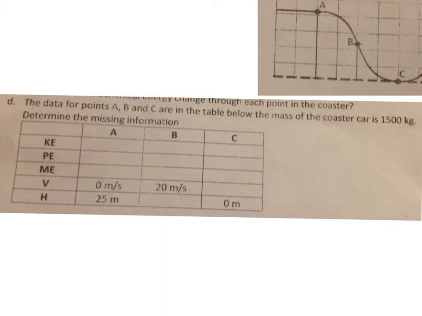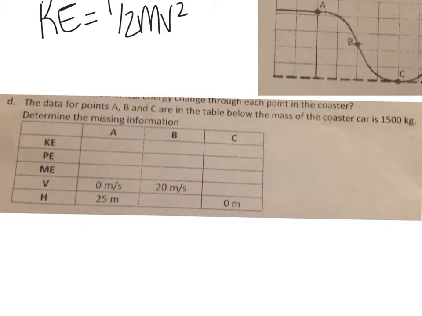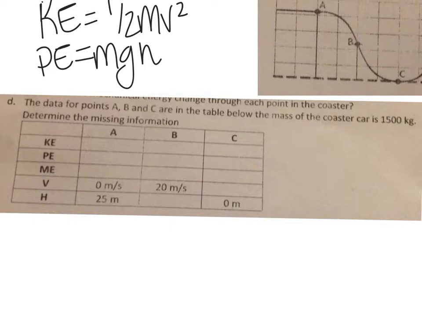So the formula you are going to use for this: for kinetic energy, it's 1/2 mass times velocity squared. For potential energy, it's your mass times your gravity, which is 9.8, times your height. And then your mechanical energy is just equal to your potential and your kinetic added together, right? It's not on your formula sheet, but you just kind of need to know that.